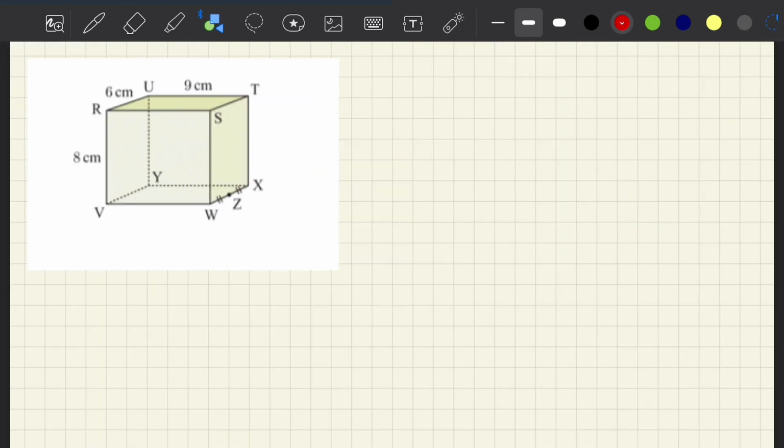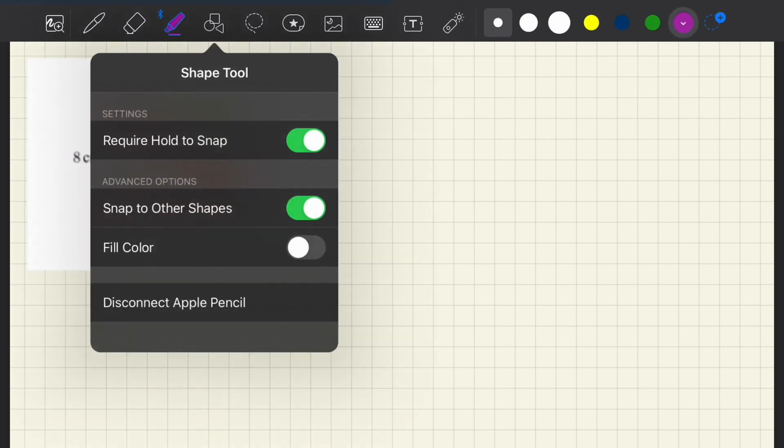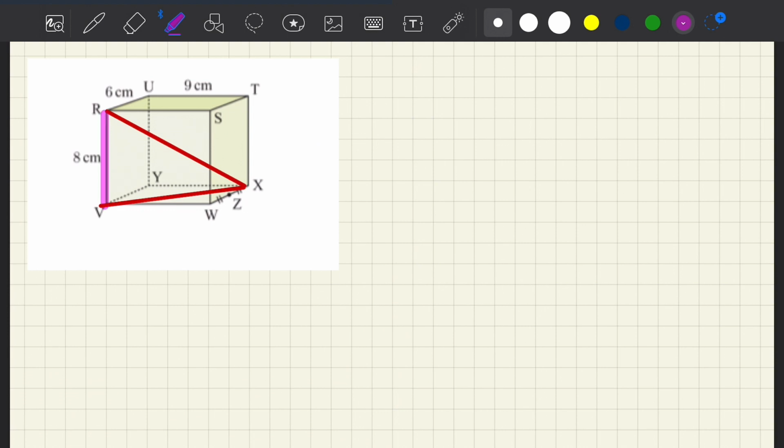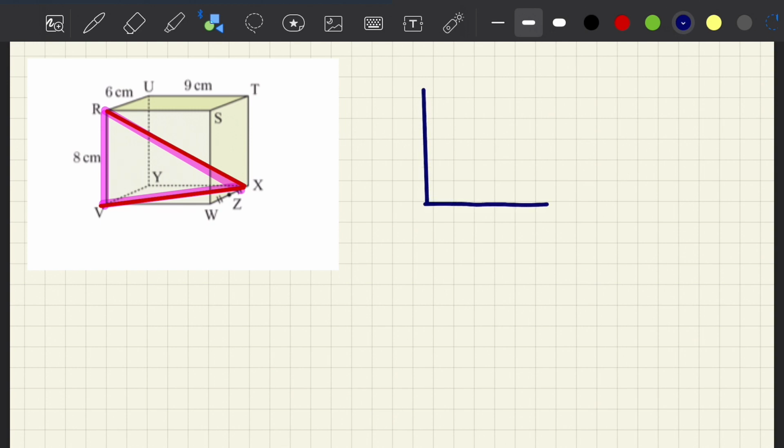Okay, so we need to find the angle RXV. So I'm going to redraw the line again. So angle R, X, and V, right? This makes a right triangle, right? You can see it here. If I redraw this triangle, it will look like this with R, V, and X, and RV has a length of 8 centimeters, and we are trying to find this angle.